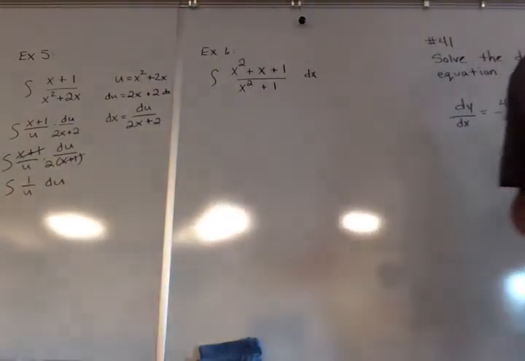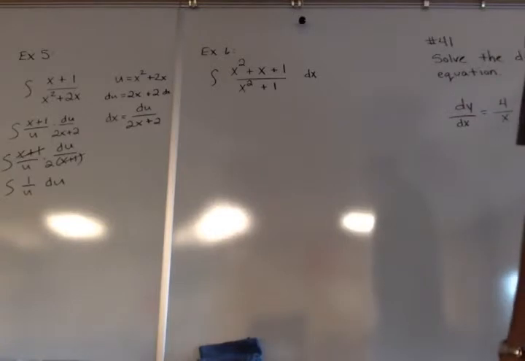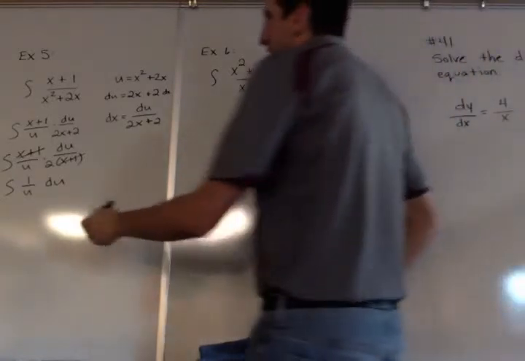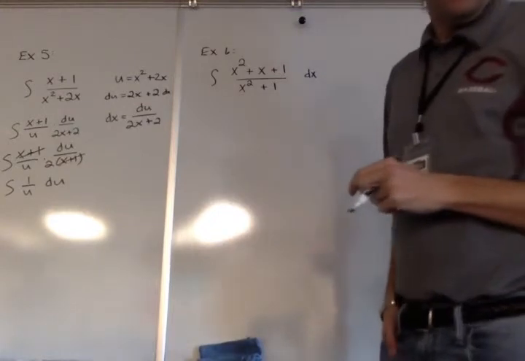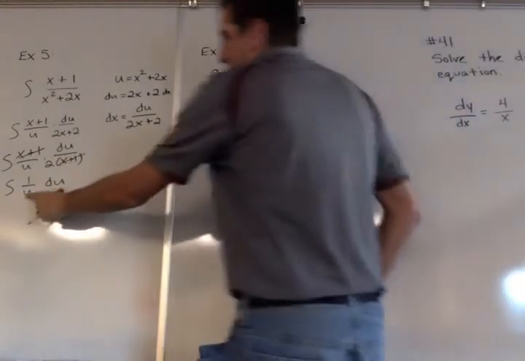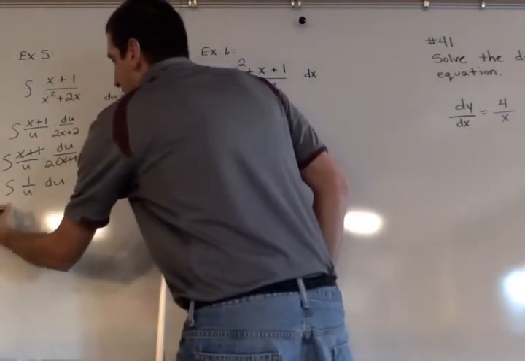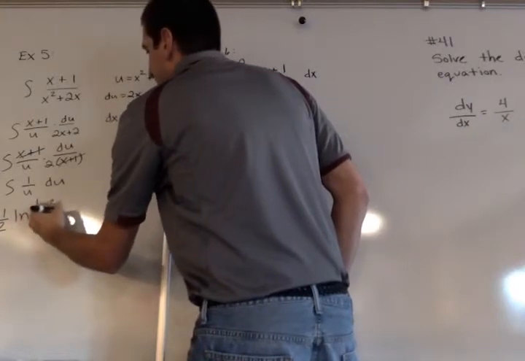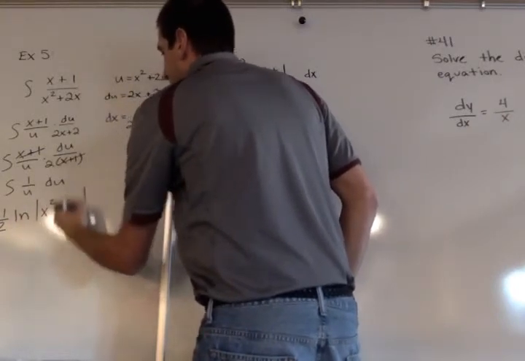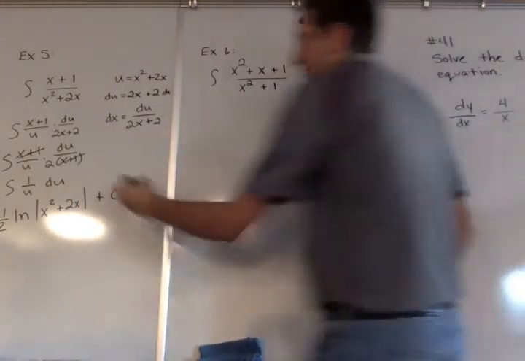And now we can use that rule with that substitution to finish up this problem. We'd end up by replacing x squared plus 2x back in for u. Our final answer here would be 1/2 natural log of x squared plus 2x. And don't forget the plus c. So that'd be our final answer there.